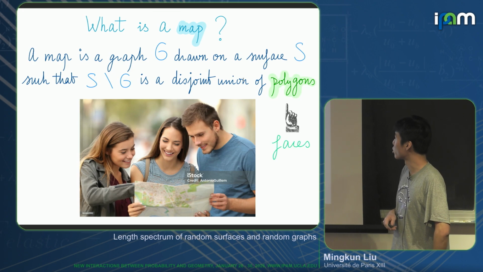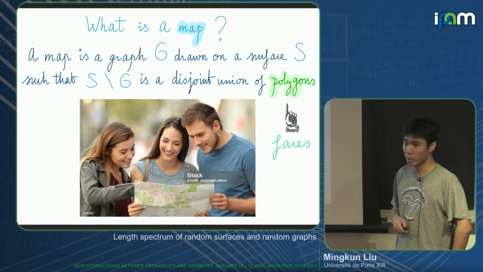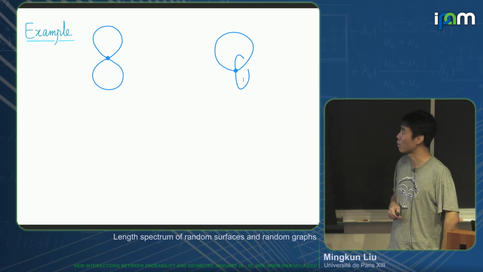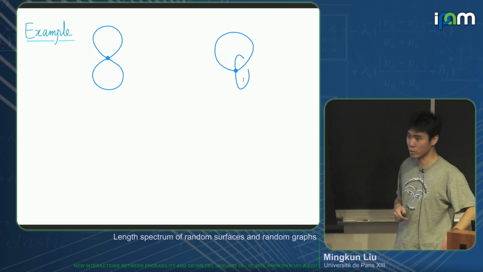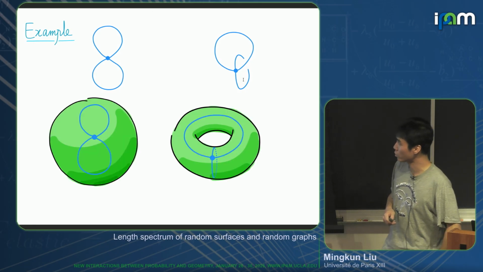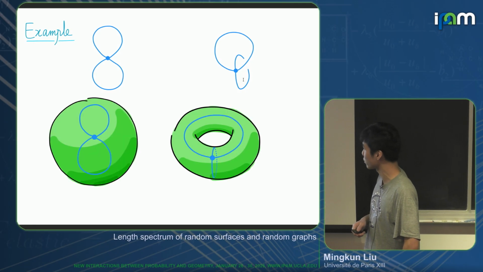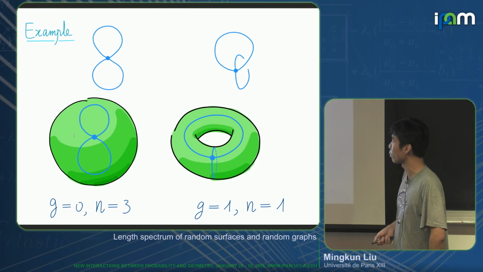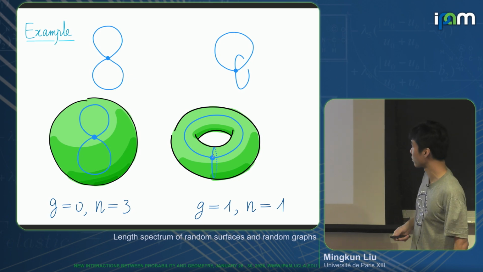And we call each of these polygons a face of your map. Here are 2 examples of maps, which are actually exactly the same graph because it has just one vertex with 2 loops. But they're different maps because they're drawn on different surfaces. The first one on the sphere, the second one on the torus. So the first one has genus 0, the second one has genus 1. And the first one has 3 faces here, 1, 2, and the other face. And here it has only one face because it's a square torus, right?